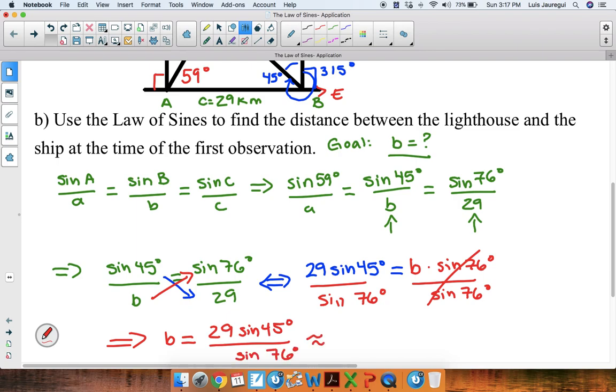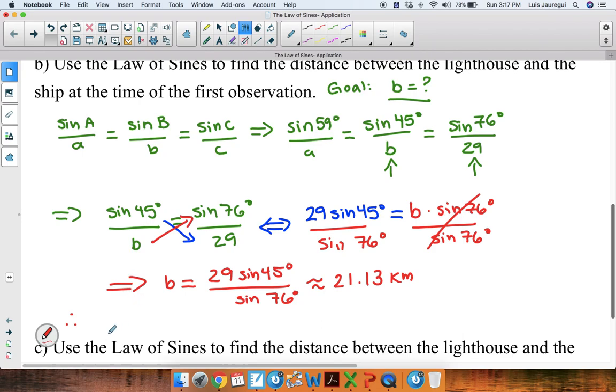And if you enter this in your calculator, you have 29 sine of 45 degrees divided by sine of 76 degrees. That will give you approximately 21.13 kilometers. Therefore, the distance between the lighthouse and the ship at the time of the first observation is 21.13 kilometers.